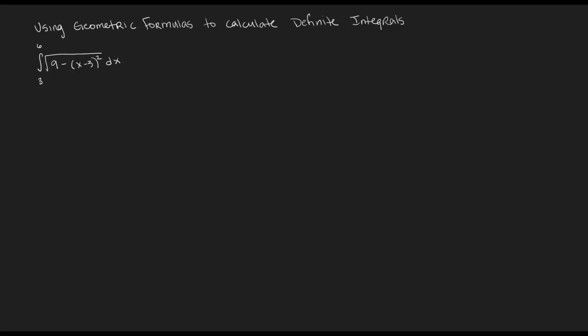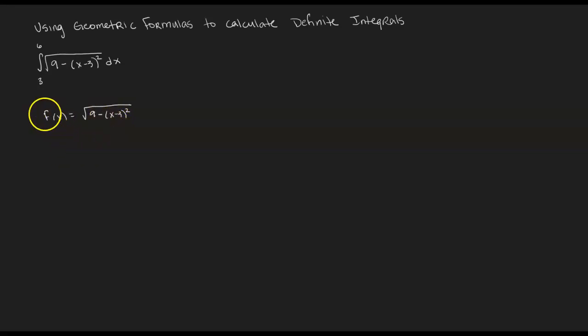Let's look at another way to calculate definite integrals. Now, this really only works for special cases where the integral is for a function that closely relates to a geometric shape. For example, the function that we're looking at here is the square root of 9 minus (x minus 3) squared. And this is actually a semicircle.